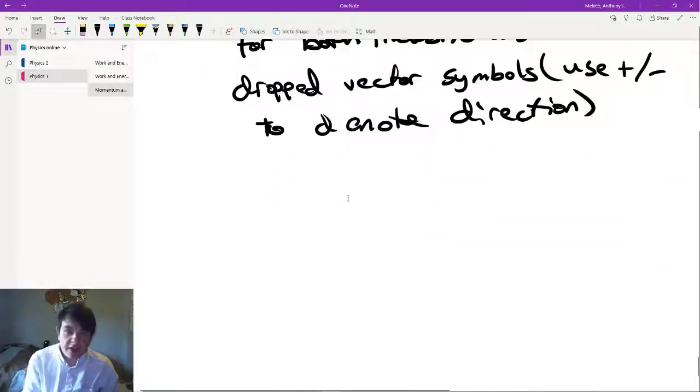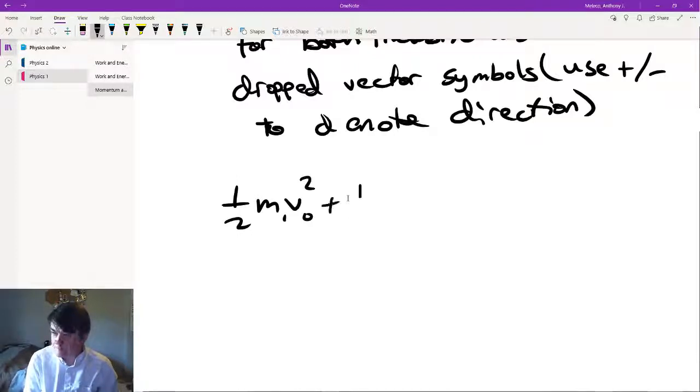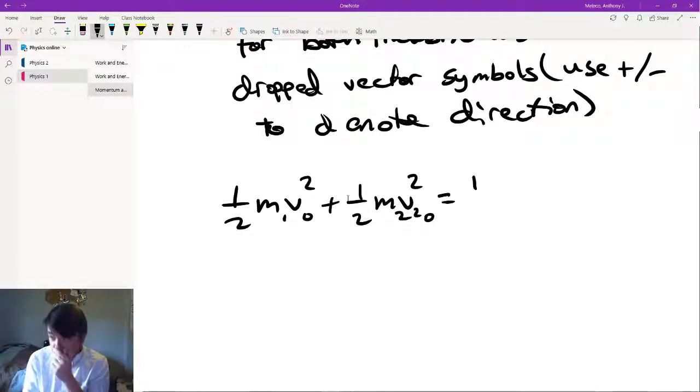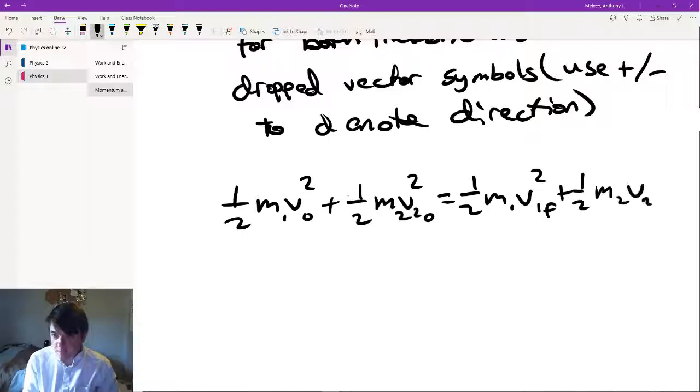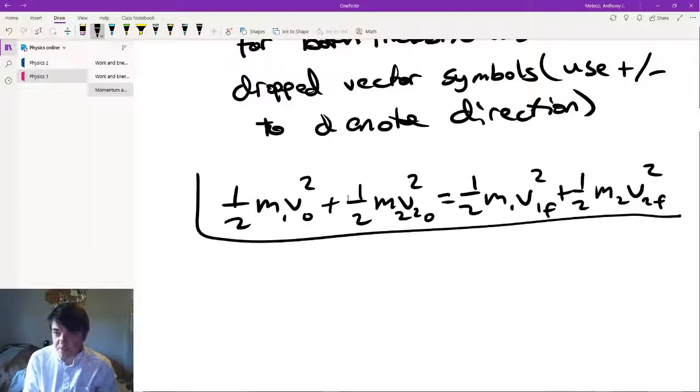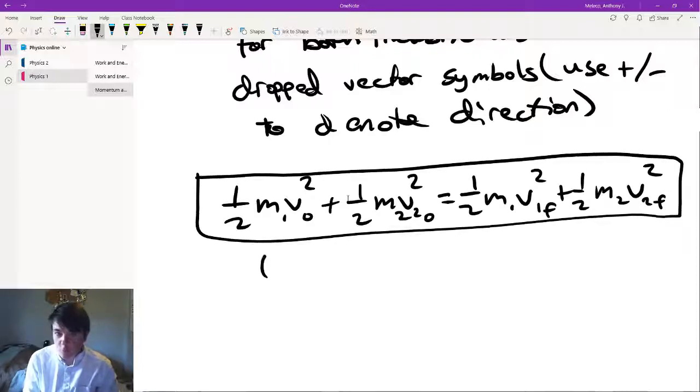The other equation that you can have here, 1/2 m v squared, so this is the first ball's kinetic energy, plus the second ball's kinetic energy, and that would be equal to the final. Okay, like I said, there was kinetic energy conservation for elastic collisions. So this is what this means, okay? So this is for elastic collisions only.